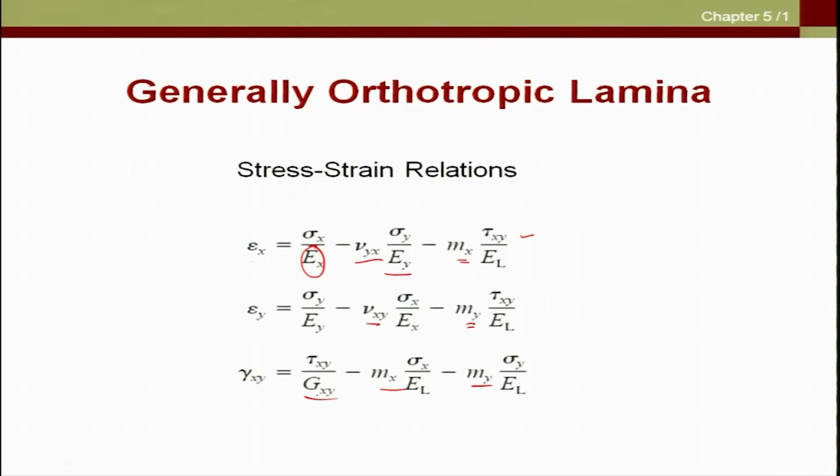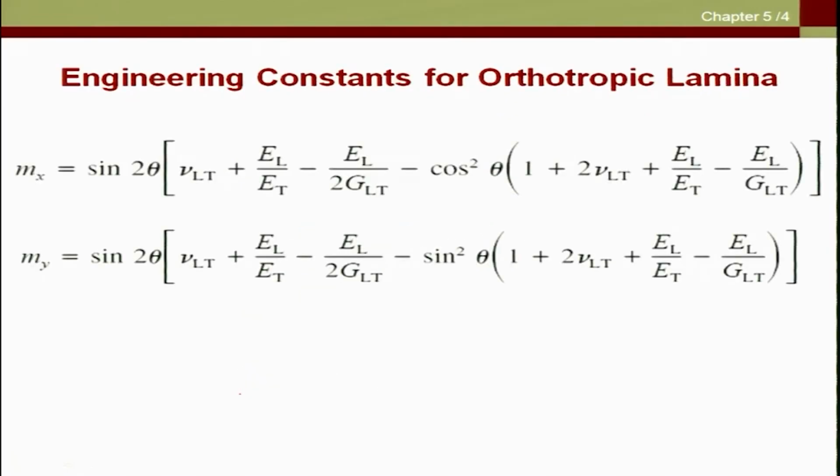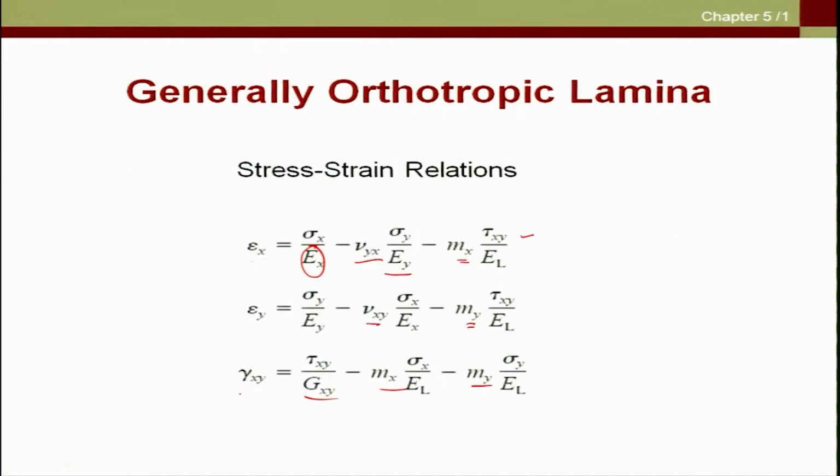And similarly, as we would expect in a special orthotropic situation, a pure shear stress will produce only shear strain, and that is exactly what we see with the third equation: when mx and my are 0, then tau xy will only produce gamma xy. So these observations which we made just now on mx and my are consistent with our original equations, which connect stresses and strains for a generally orthotropic lamina.